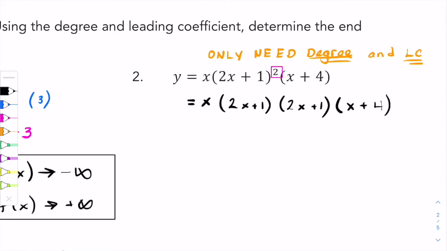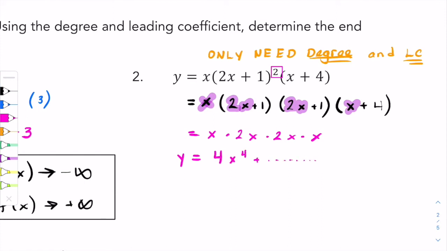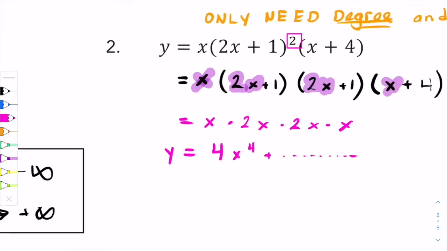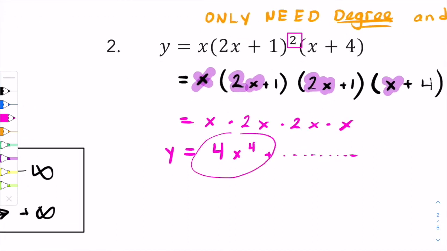So instead of multiplying every term, I am only going to multiply the first term of every factor. When I do that, I end up with x times 2x times 2x times x. I just multiply the first term, or every term I highlighted in purple, which comes out to 4, because 2 times 2 is 4, times x to the fourth. Of course, there's more to this function, but we don't care about the rest of it, because this right here gives us the first term. So it gives us the degree and the leading coefficient.